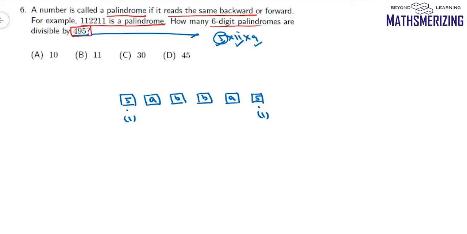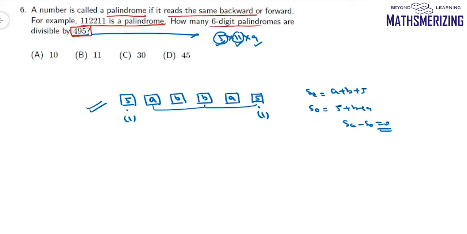Now we look at divisibility by 11. So for divisibility by 11, we look at the sum of digits at the even places minus the sum of digits at odd places. So what is the sum of digits at even places? The sum of digits at even places is a plus b plus 5. And what is the sum at odd places? The sum at odd places will be 5 plus b plus a. So that means the sum of even minus the sum of odd is simply 0, which is divisible by 11. So this number will be divisible by 11 for any values of a and b.